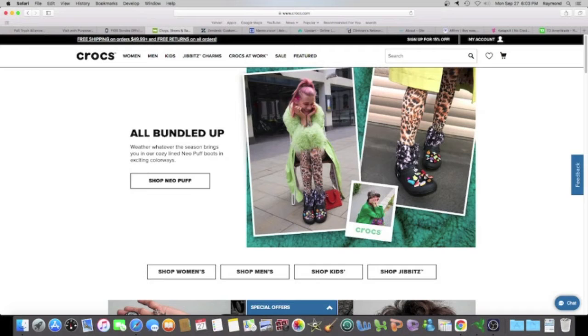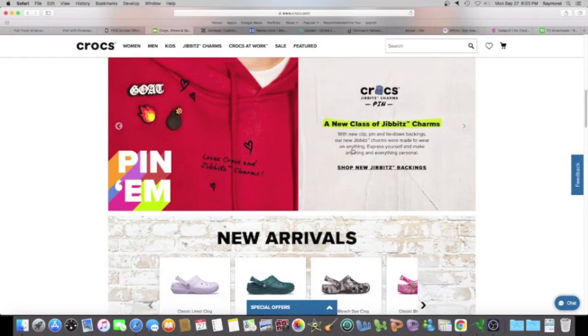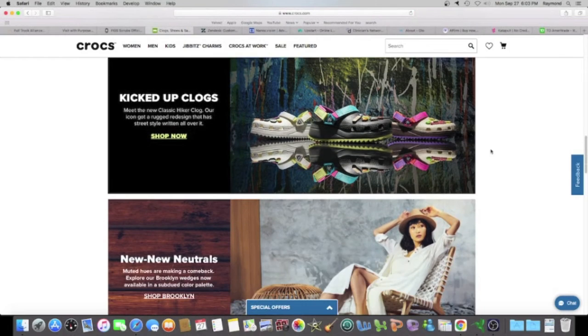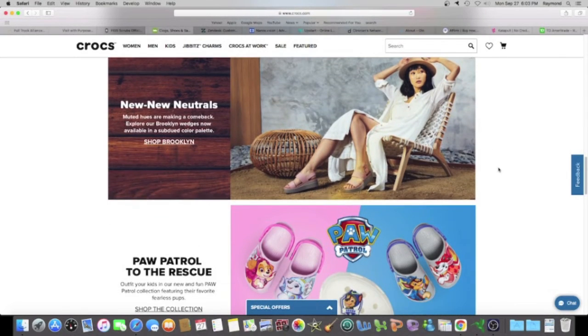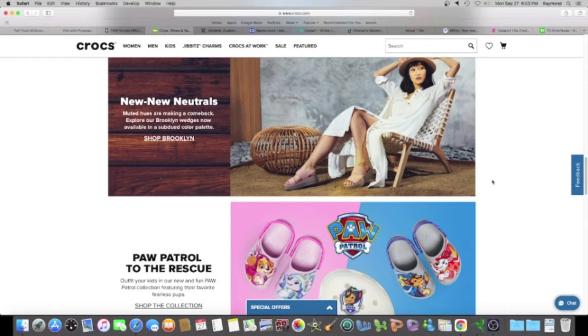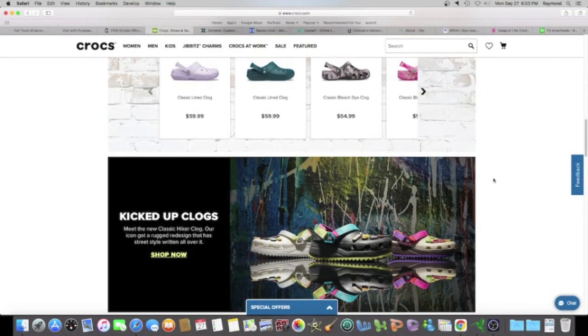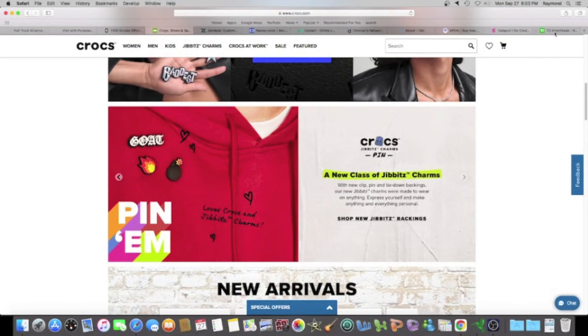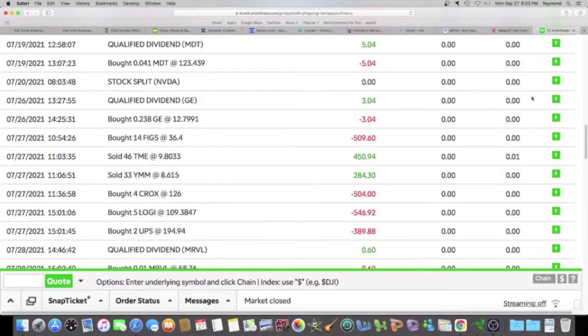Yeah, these are some ugly shoes, but everybody's buying them, and I'm glad I have the stock because I'm already making money. So again, this is the website, and you can see the shoes here. They got all the colors, and I guess they got high heel Crocs now too. So come check out the website. This might be a stock that you might want to invest in. So let's go back to my next stock that I bought.